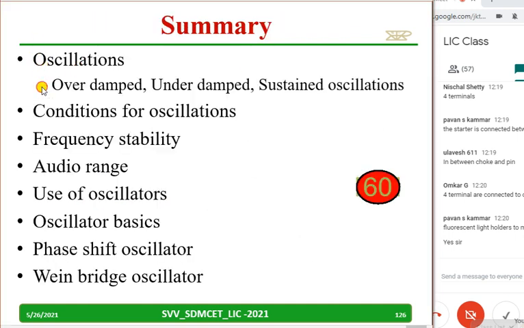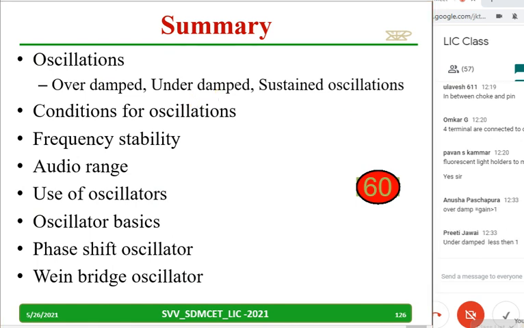All these we have discussed: overdamped, underdamped, sustained oscillations. We have discussed the conditions for oscillations, frequency stability, audio range, use of oscillators, oscillator basics, phase shift oscillator, wein bridge oscillator. This is what we have discussed so far. Let me know how much you can recall. So just type the answers fast. First one, overdamped. What is that? Overdamped, underdamped, sustained oscillations. What is the condition we have discussed? You can type it in the chat box.